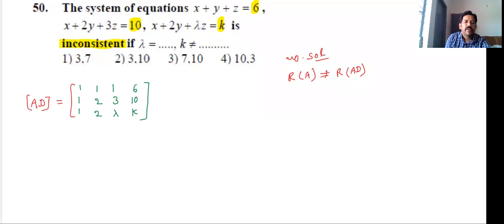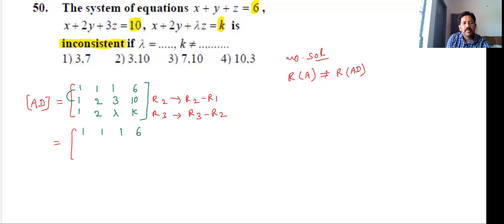So here do some operations. I'm going to do R2 minus R1, and R3 minus R2. Okay. Now in R1 there is no change. We write it the same. There is no change in the first row. Row R2 becomes R2 minus R1.